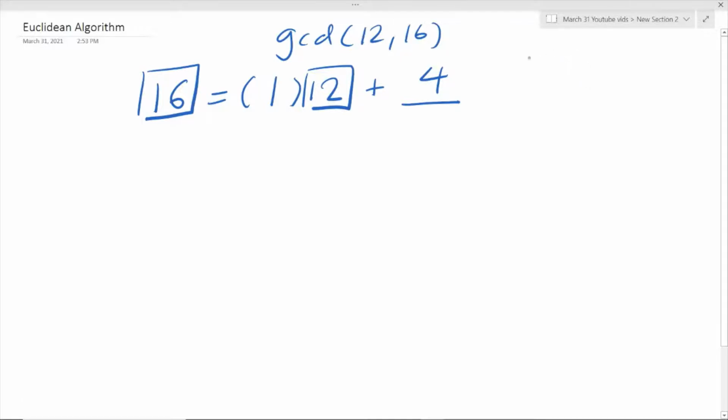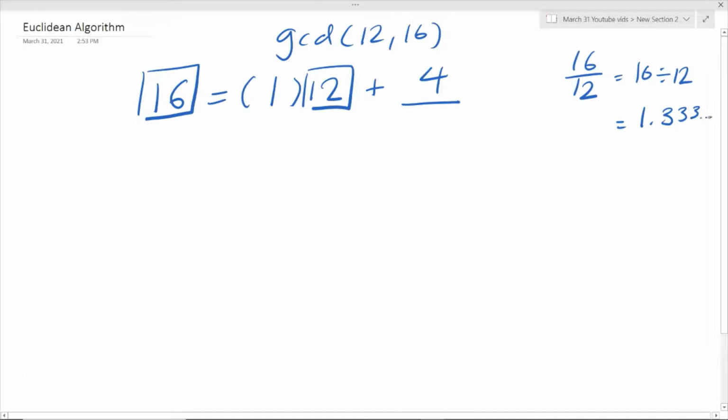Here's what I would do. I would first take this large number, 16, and divide it by 12, the smaller number. If you plug 16 divided by 12 into your calculator, you should get 1.3333333 repeating. We're going to take the whole number of that, this 1, and write it in right here. So see why this is 1? It comes right from here.